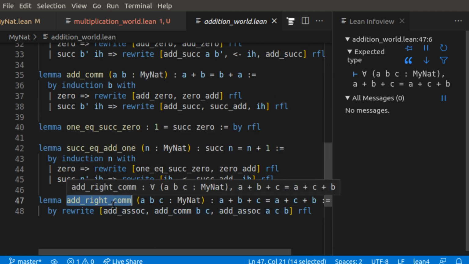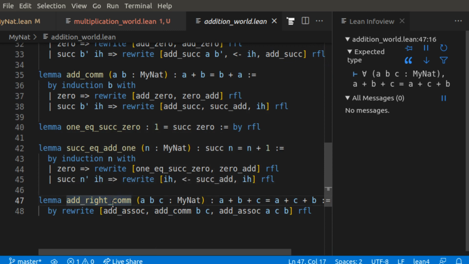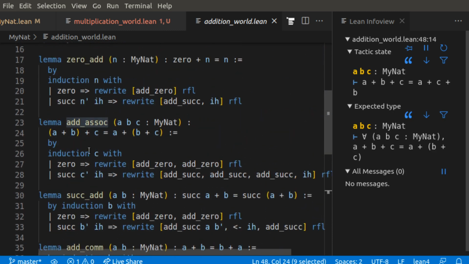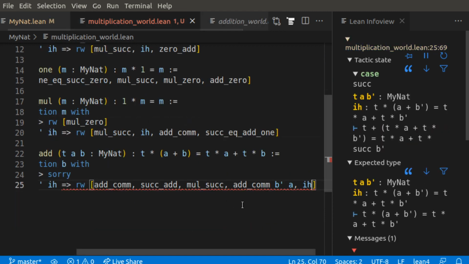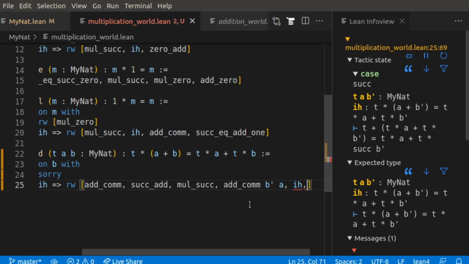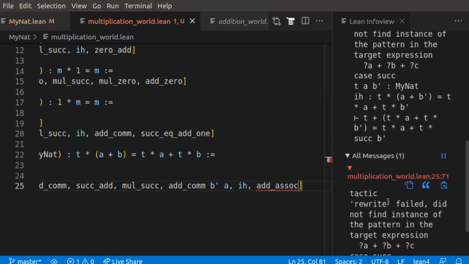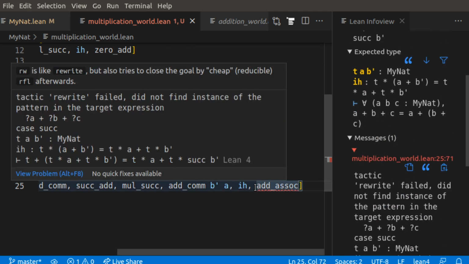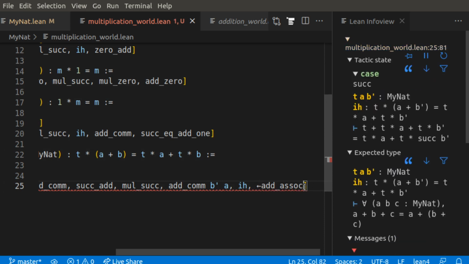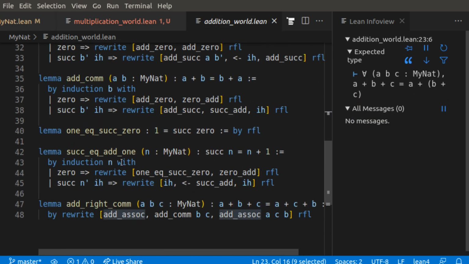Add commutative AB. Add associative. What's add associative? Yes, we want add associative. Oh, we want to do it in reverse. Does that work? Yes. Okay, now we have T plus T times A plus T times B prime. Okay, now we want to get T to the B prime side, so we can swap these two with add right commutative.